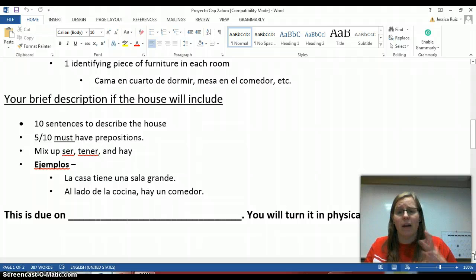So 5 of your sentences must have prepositions, and you need to mix up ser, tener, and ir. So you have to use all 3. So you might as well just do 3 with each, and then the 10th one can be a wild card or something like that, okay?